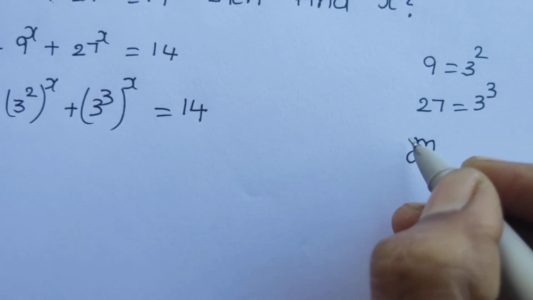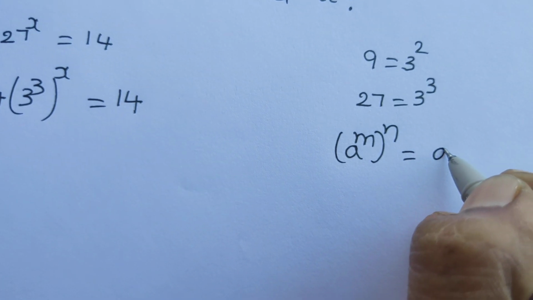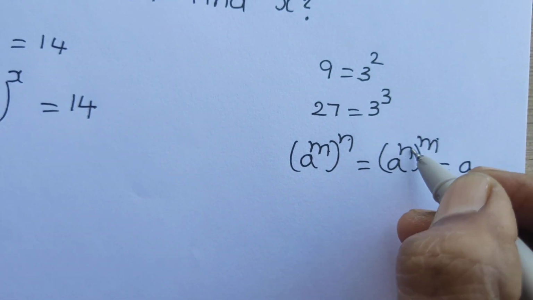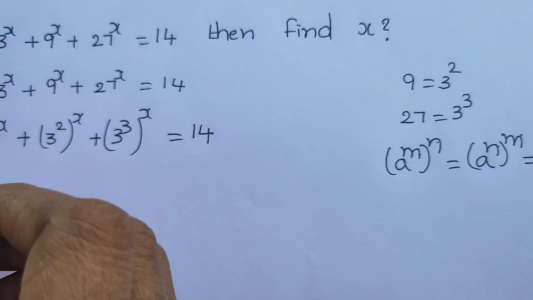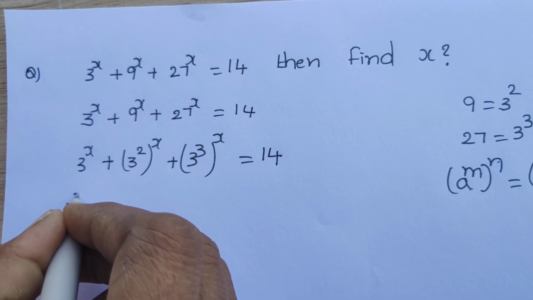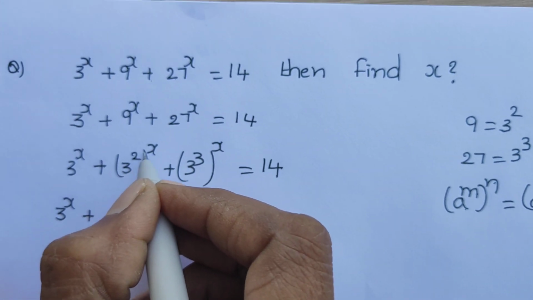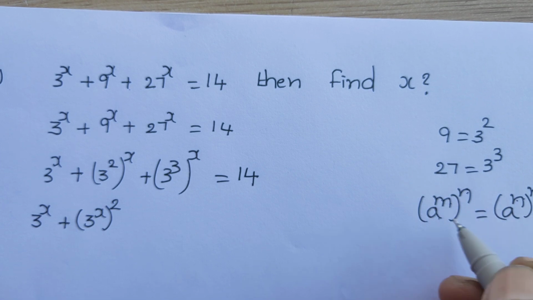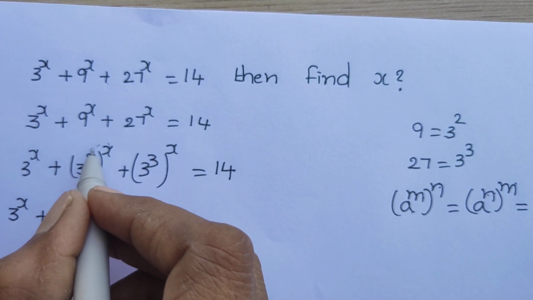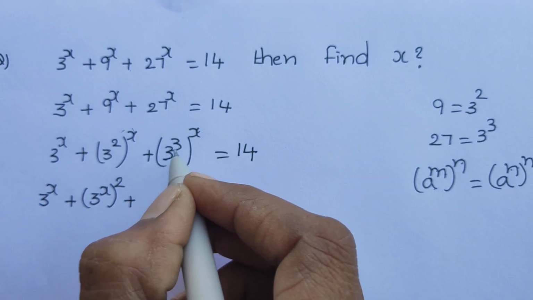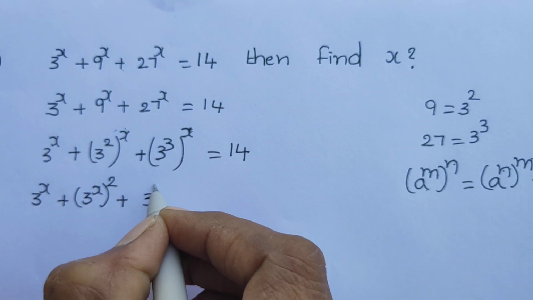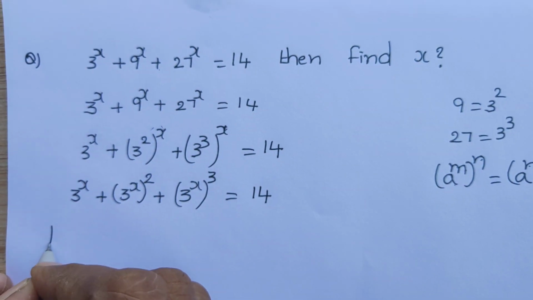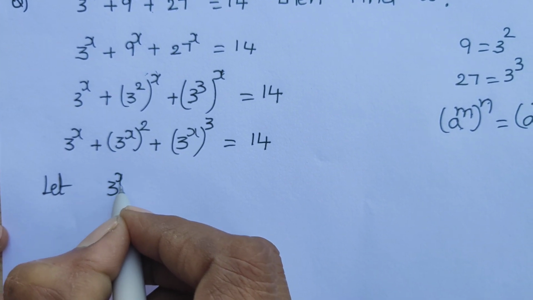The formula is (a^m)^n = (a^n)^m = a^(mn). Applying the formula here, 3^x plus (3^x) whole square, since mn and nm are equal to mn. Changing x and 2, and the same for 3 and x, we get 3^x plus (3^x) whole square plus (3^x) whole cube equal to 14. Let 3^x equal to a.